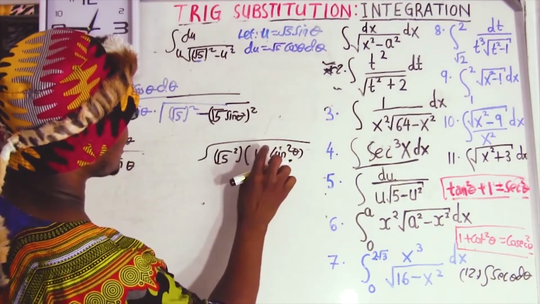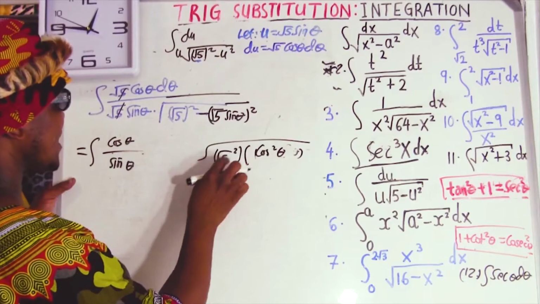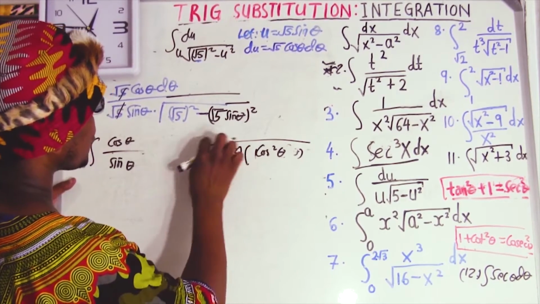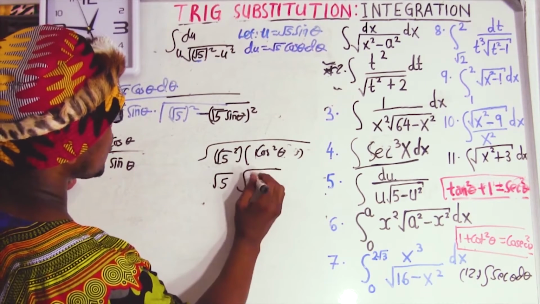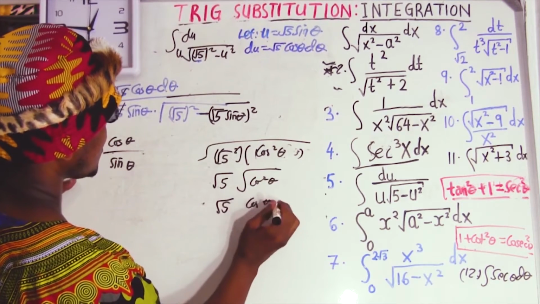So this is going to be 1 minus sine squared equal to cos squared. So this is going to be like cos squared. Okay, and now this and this is going to be like 5, but we still have a root which is outside. And this is going to be the square root of cos squared x. And this is going to be the square root of 5. And this is going to be cos of theta.